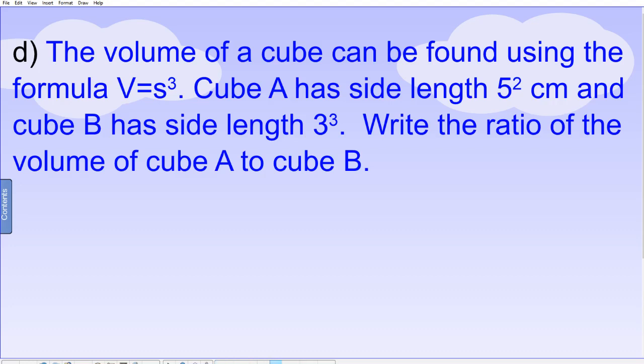Okay, so letter D here. It says the volume of a cube can be found using the volume of s cubed. Cube A has side lengths of 5 squared, and cube B has side lengths of 3 cubed. They would like us to write the ratio of the volume of cube A to cube B. If you remember, a ratio is a lot of times written as a fraction. Okay, so there's my hint for you.